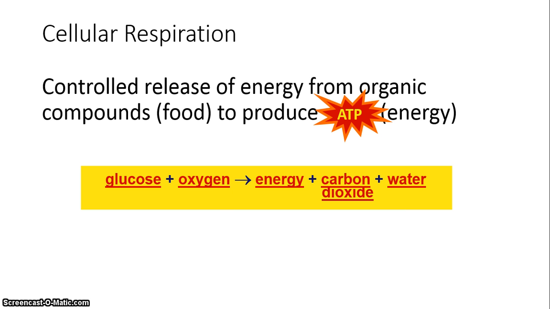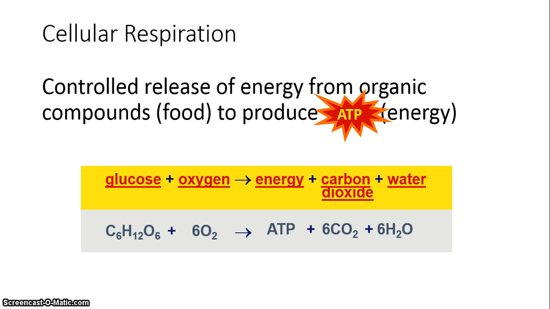The overall reaction is glucose and oxygen react to form energy, carbon dioxide, and water. So here's your balanced equation, and this is really just an overview. There's a whole bunch of enzymes that are going to be involved in this process, and there's a lot of intermediates. We usually refer to glucose as the sugar or the food that's being broken down, but this can occur with lots of different compounds as well.